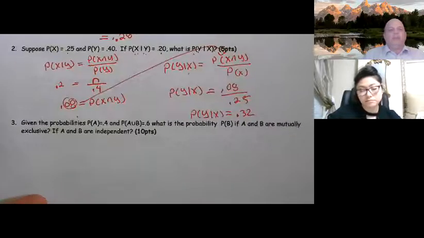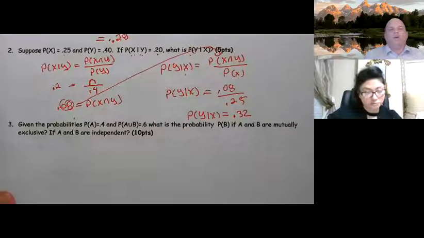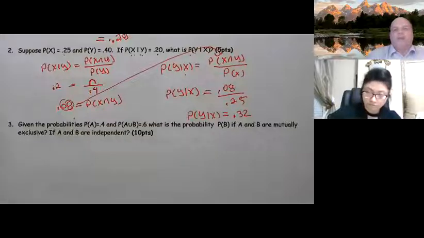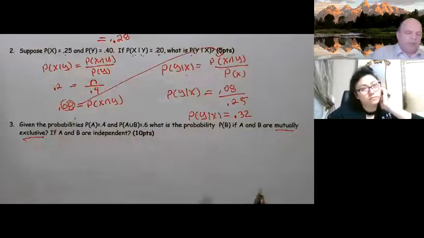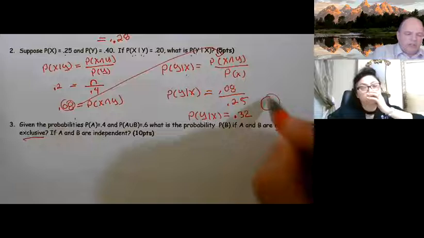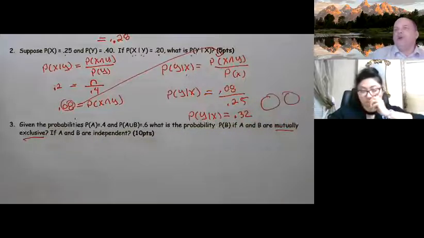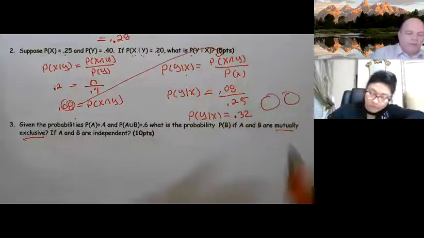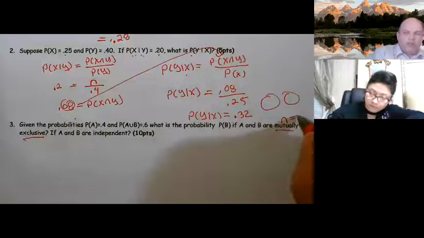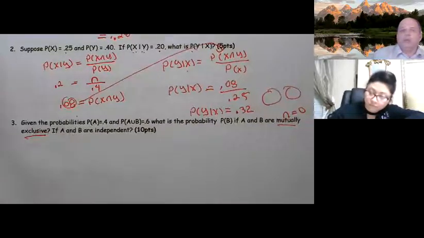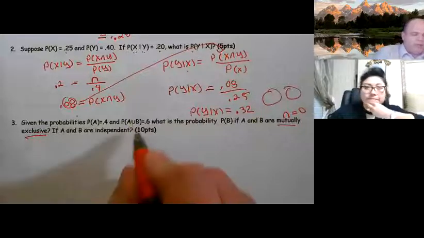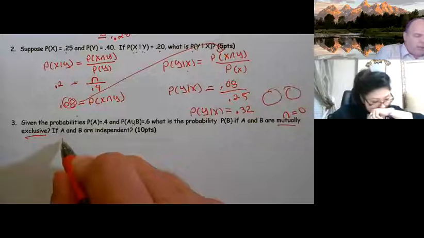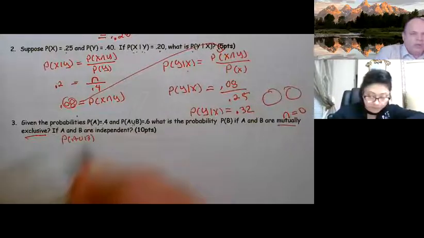All right. Given the probabilities A equals 0.4 and A union B is 0.6, what is the probability of B if A and B are mutually exclusive? I love this problem. First off, as a reminder, mutually exclusive, there is no overlap. So if they're mutually exclusive, then my intersection equals 0. Now, once again, they've given me union, A union B, so I'm going to write down the general addition rule.